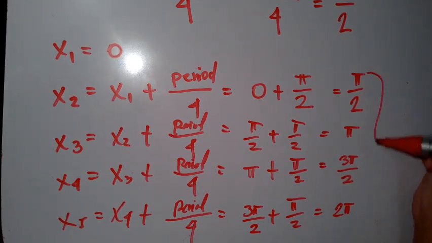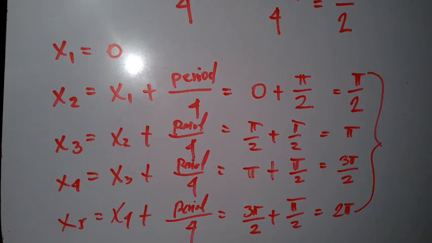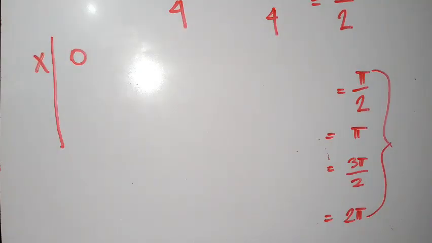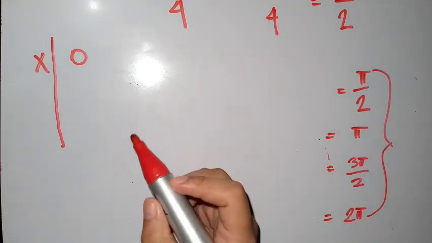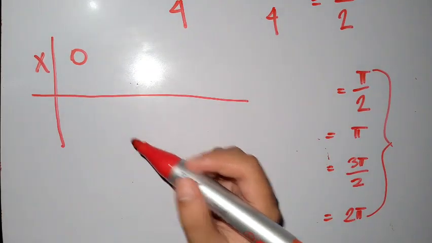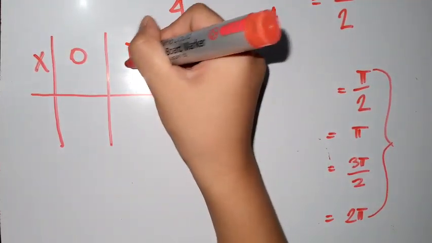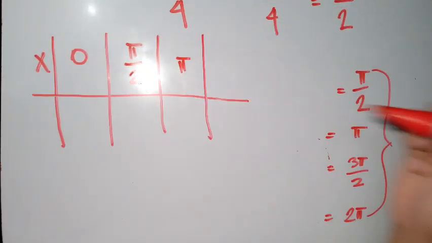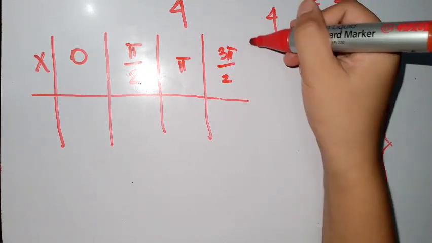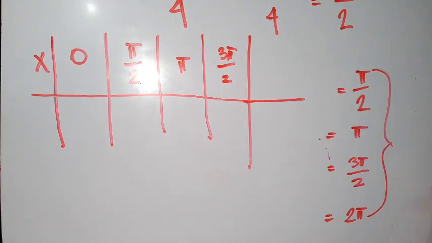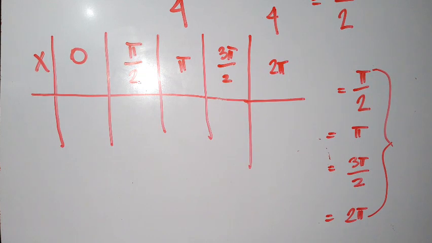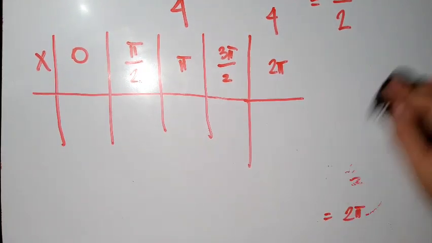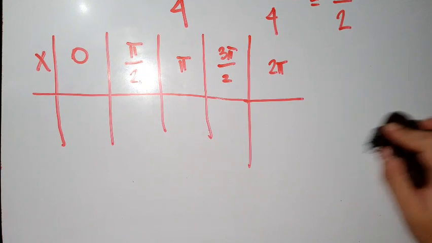So this is now our value of x for the 5 key points. We're going to list it here. First, we have 0, which is our x sub 1. Next, our x sub 2 is pi over 2. Our x sub 3 is pi. Our x sub 4 is 3 pi over 2. And lastly, our x sub 5 is 2 pi. These are now the x values we're going to use for the 5 key points.